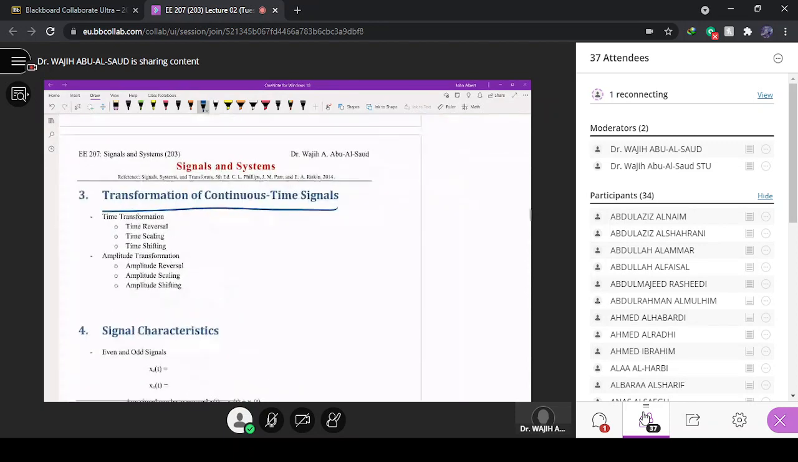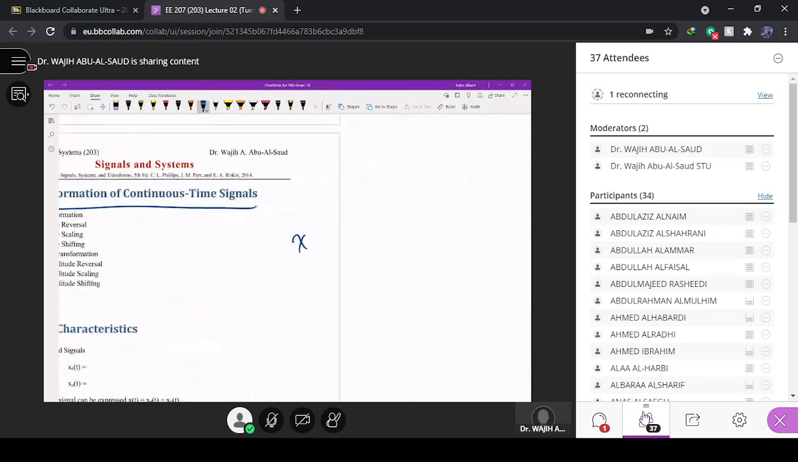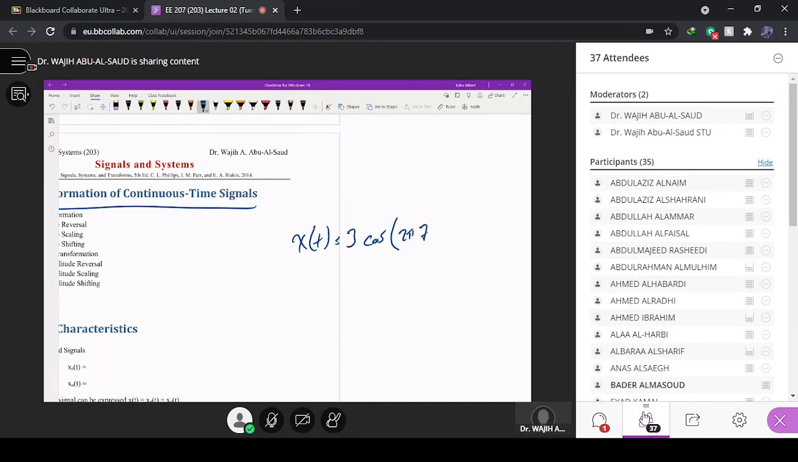Think of it this way: a signal is just a function of time. So, for example, if I tell you x of t is equal to 3 cosine 2 pi 7t, this is a signal. If I tell you, for example, that y of t is equal to 3t plus e to the power of minus 5t, this is another signal.